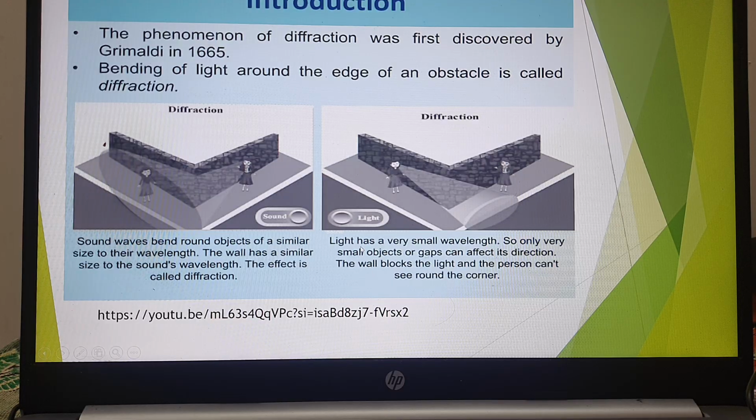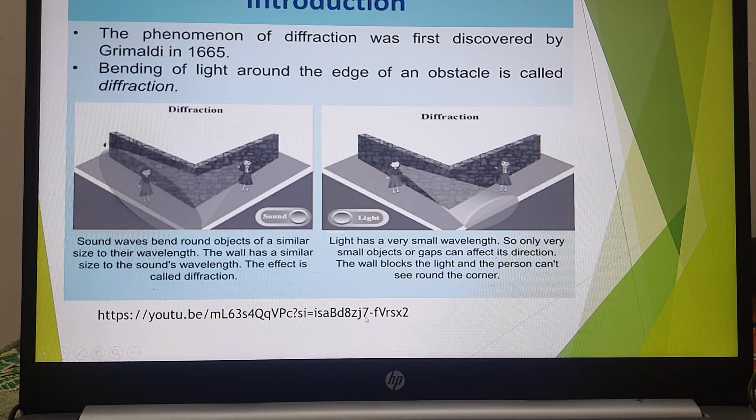And here, light has a very small wavelength, so only very small objects or gaps can affect its direction. The wall blocks the light and a person can't see around the corners. In light waves you can't see around the corners, but in sound waves you can, because of the similar wavelength in sound waves.